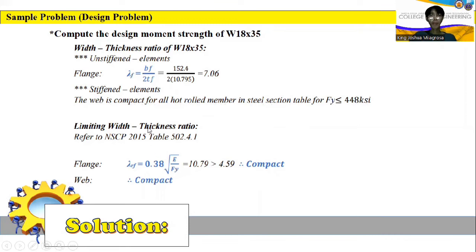So for the limiting width thickness ratio naman, so refer to NSCP 2015 table 502.4.1. So yung para sa flange natin, so lambda flange is equal to 0.38 times the square root of E, which is equal yan sa 200,000 MPa all over Fy. So ang sagot diyan is 10.79 para sa flange natin, which is greater than 4.59. So therefore, consider siya as compact. So sa web din natin, ganon din. So compact din siya.